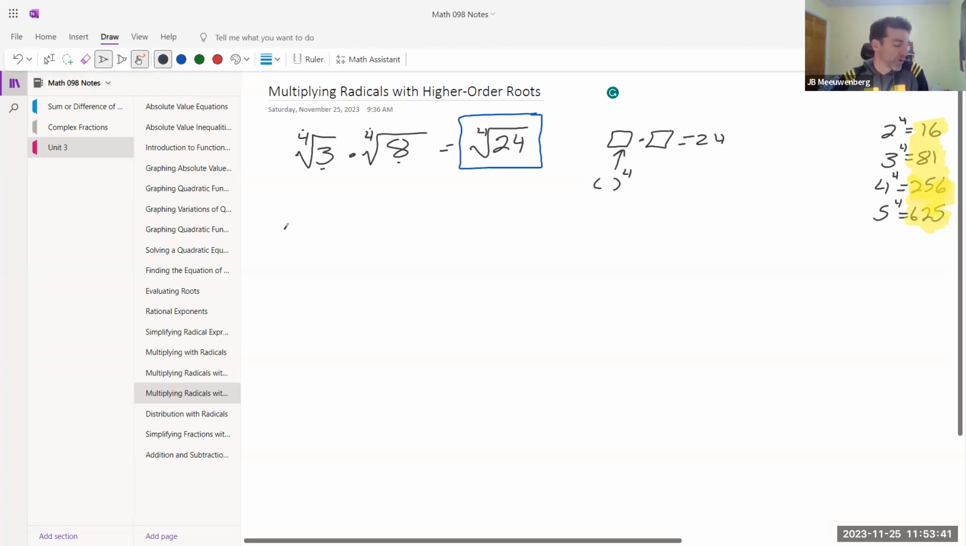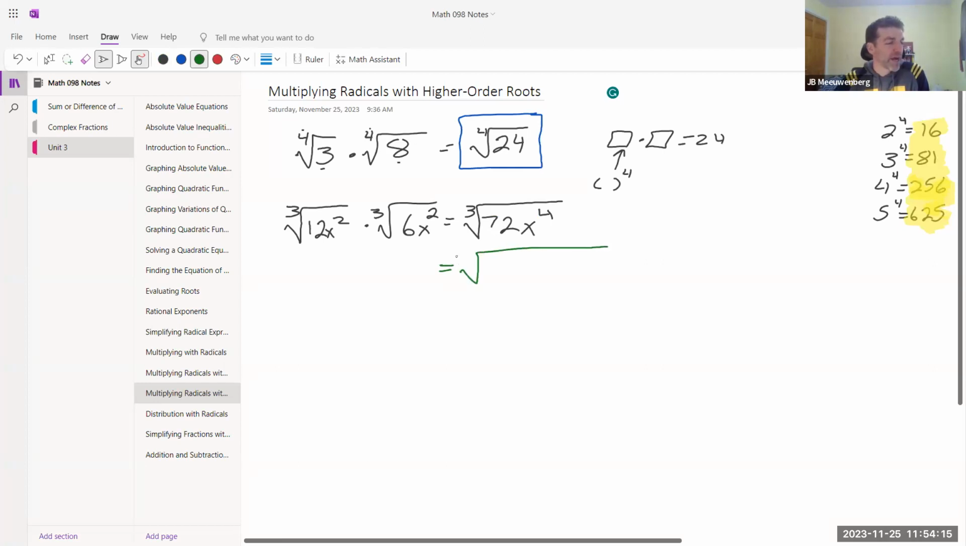So let's maybe look at one where we can simplify it. So we're going to go third root of 12x squared times the third root of 6x squared. So again, we have third root, so we can combine them into one big radical, and we'll multiply 12 times 6, which is 72, and x squared times x squared, which is x to the fourth. So now we want to look inside 72, see if we can break it up. Again, where it's something times something is equal to 72.